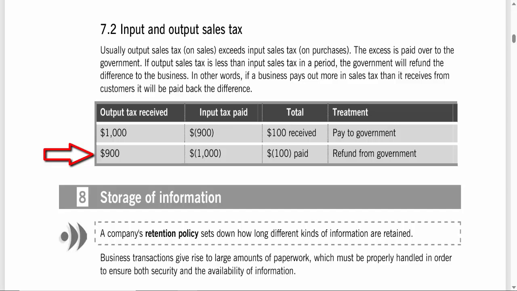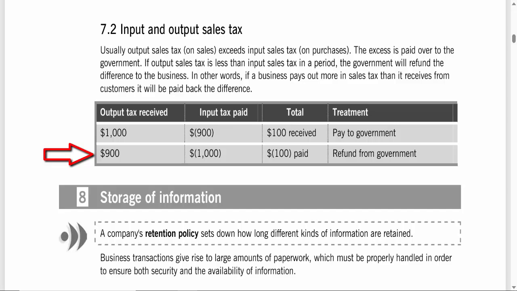Total, $900 output minus $1,000 input equals negative $100. The total calculation here shows that the business paid out $100 more in sales tax than it collected. This negative result, represented by -$100, indicates that the business has essentially overpaid in sales tax.